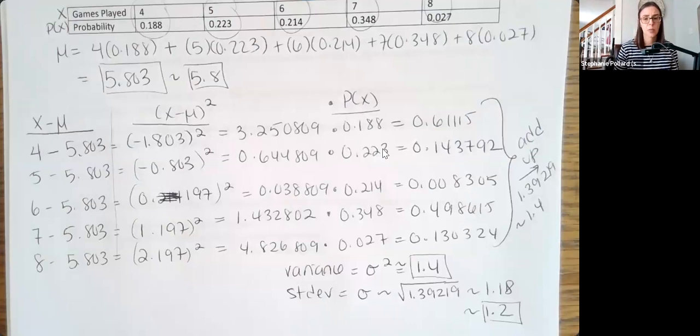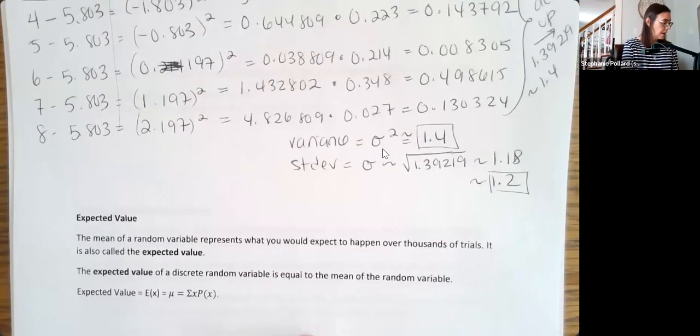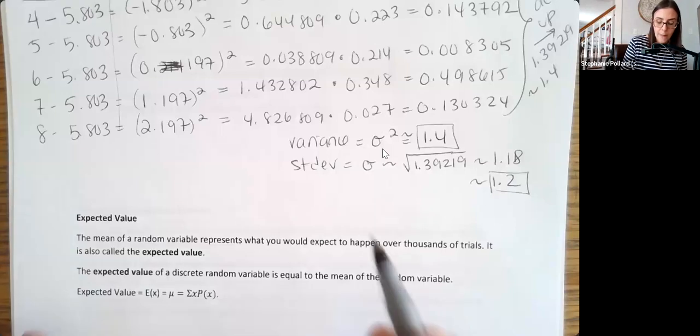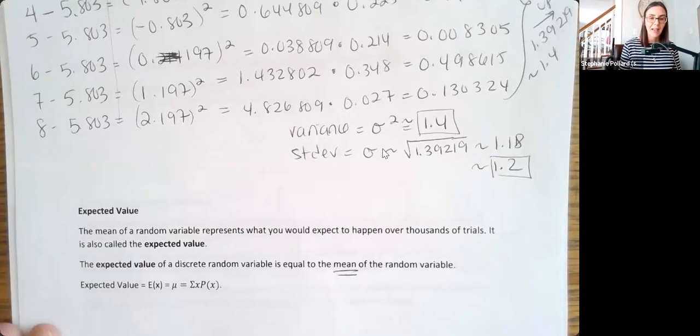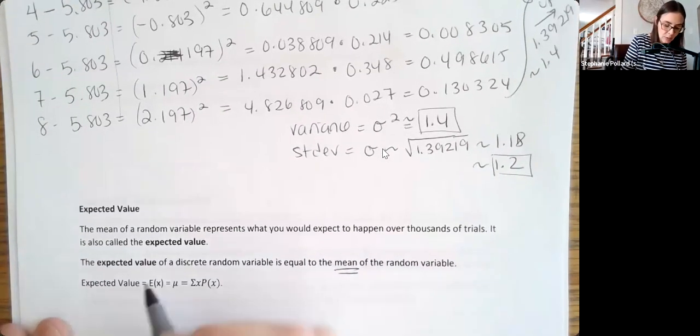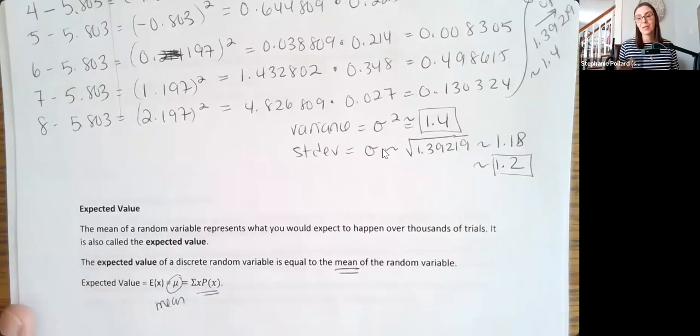Now, the last little piece I just want to note is on expected value. So expected value is what you would expect to happen as an outcome over thousands of trials. It's also equal to the mean. So if you see expected value here, what they're really referring to is the mean, and it's the same exact formula as the mean. So when you see questions on that, don't get overwhelmed. Don't think, I haven't seen this before. You're basically just doing the calculation for the mean there to answer that question.